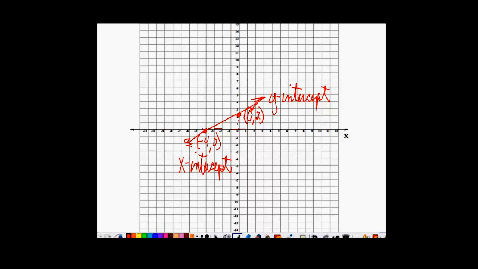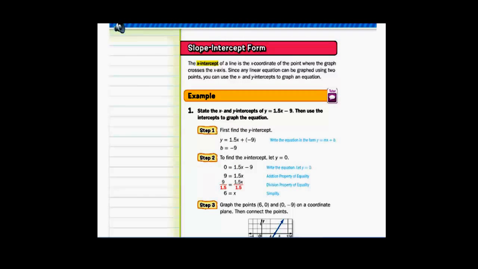So going back to the book, if it says find the intercepts, we just said, now this is something that you might want to put in your notes.